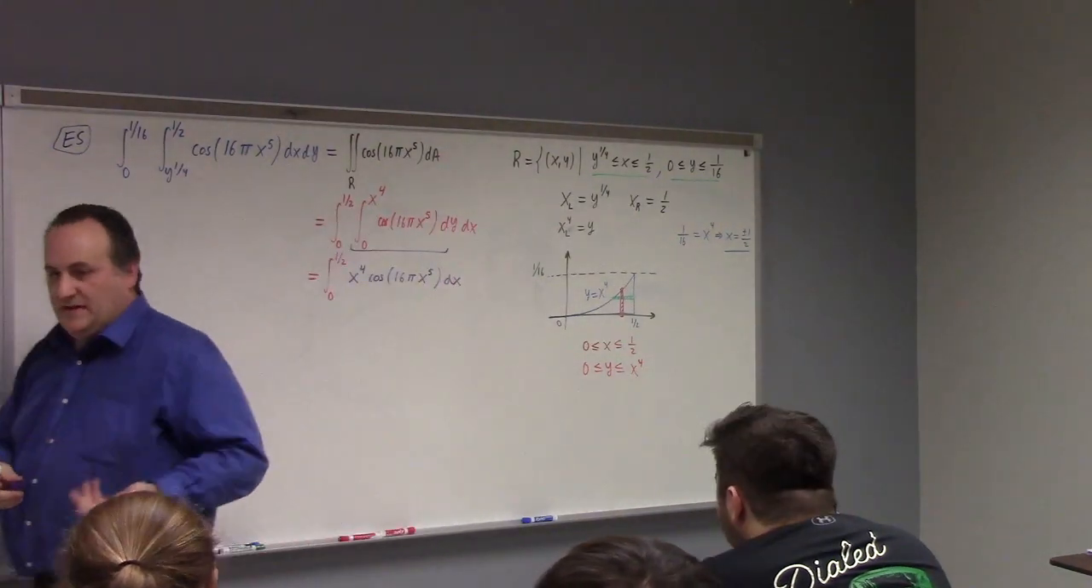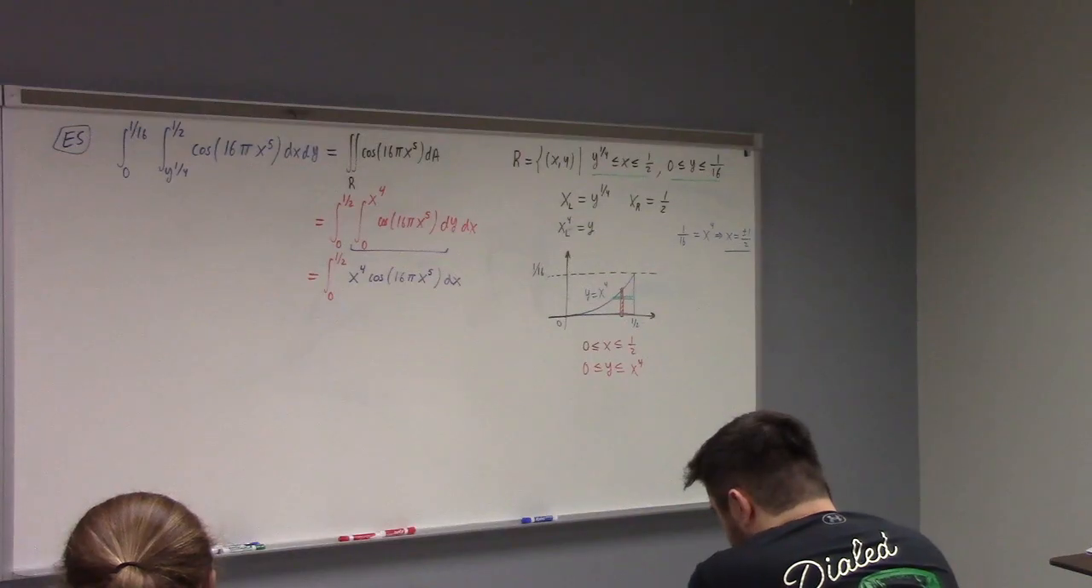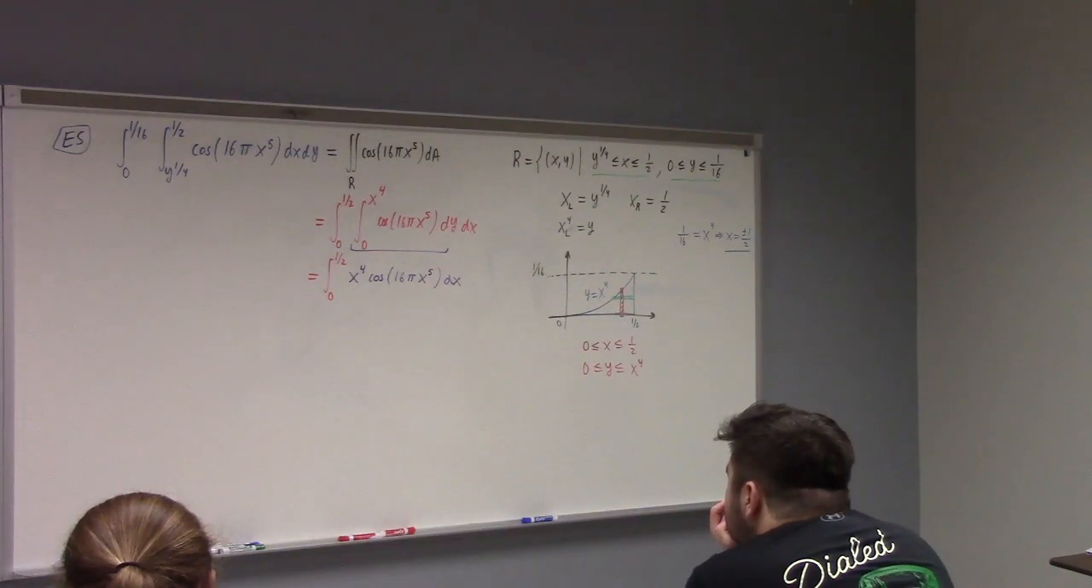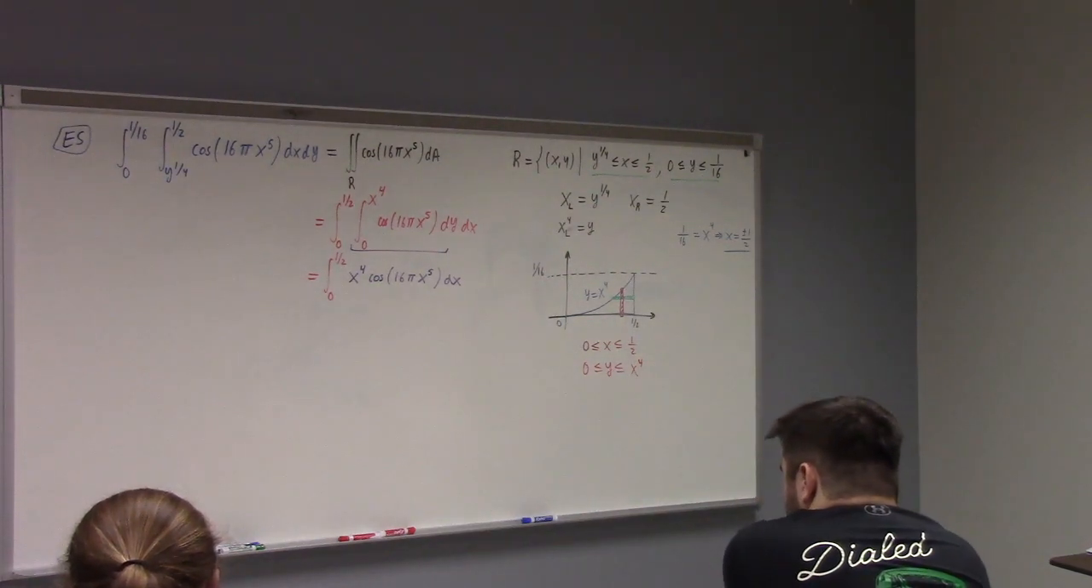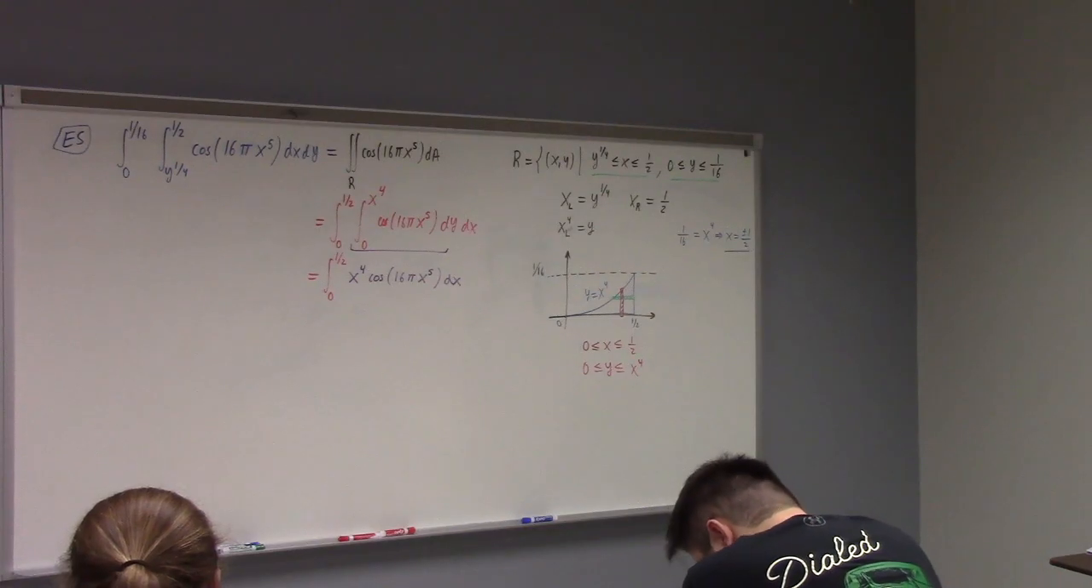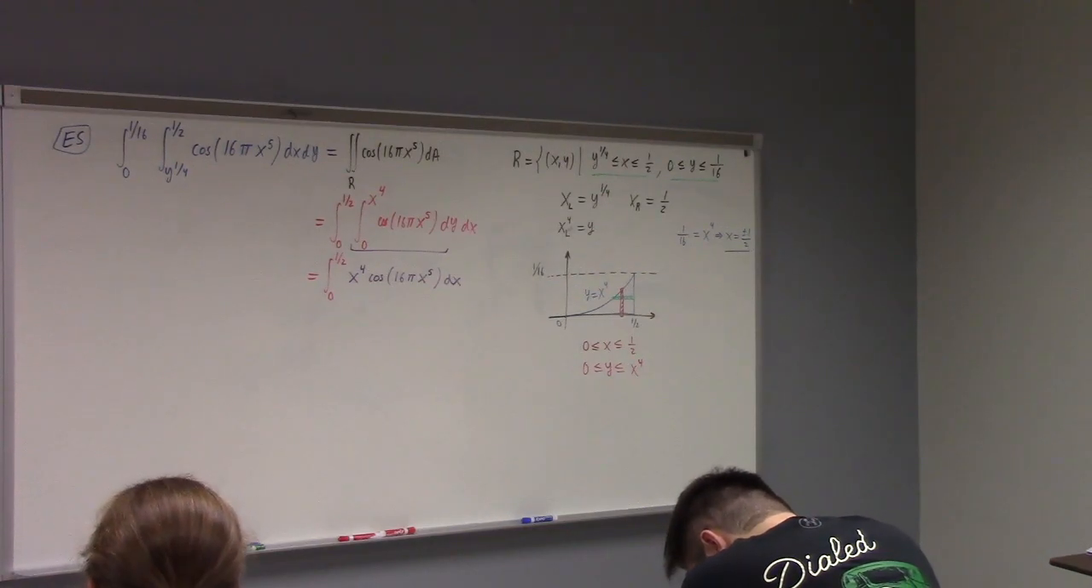Now technically I skipped a step there, right? The step I skipped was writing cosine of 16 pi x to the 5th times y is the antiderivative, evaluating that over the bounds, right, from 0 up to x to the 4th. But it gives you this.